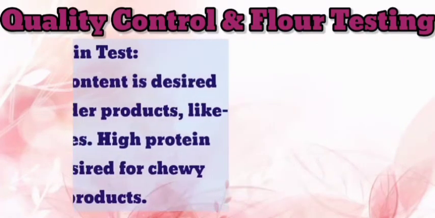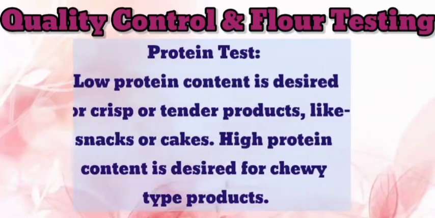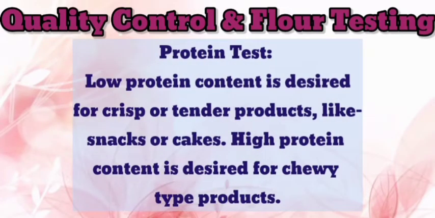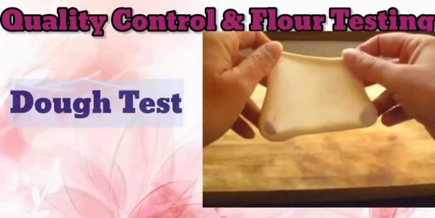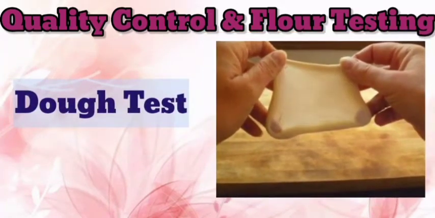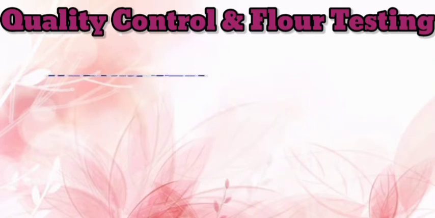Protein test. Protein determination is very important for millers because low protein content is desired for crisps or tender products like snacks or cakes, and high protein content is desired for chewy type products. Dough test. Physical dough testing instrument collects objective data and rheological properties of flour and dough that are useful for quality testing and process control. It helps to maintain consistency during shipment.